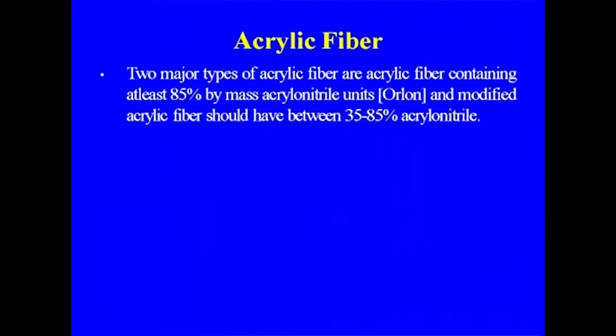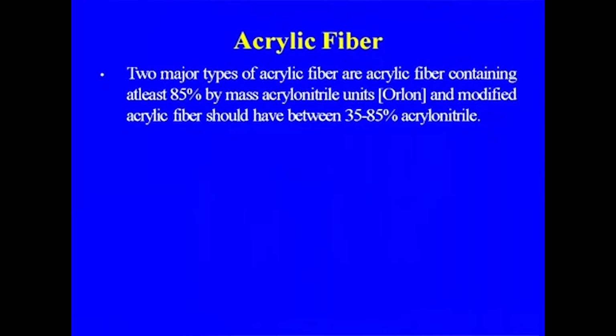Two major types of the acrylic fiber are: acrylic fiber containing at least 85% by mass acrylonitrile units, the old one, because that was the trade name given to the acrylic fiber, like Terylene or Dacron in the case of polyester. So, Orlon was the name given by DuPont, because DuPont has been the pioneer in synthetic fibers, whether nylon or acrylic fiber. And the modified acrylic fiber should have between 35 to 85% of the acrylonitrile.